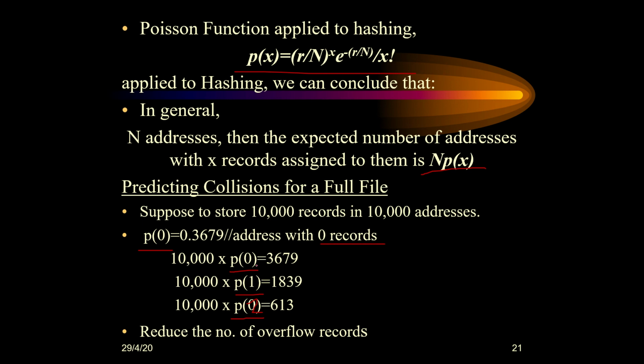So we can see that whenever we are finding the probability, it keeps reducing because the overflow records are now being placed inside the home address. So we can tell that by using this technique of the Poisson function, we are able to handle our overflow records.